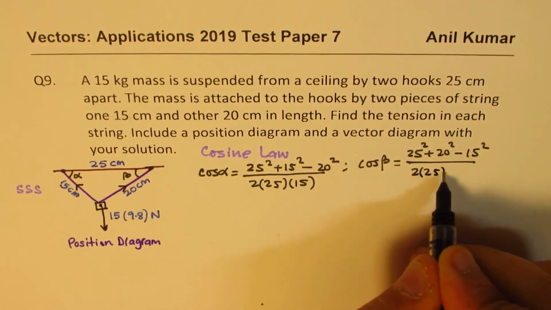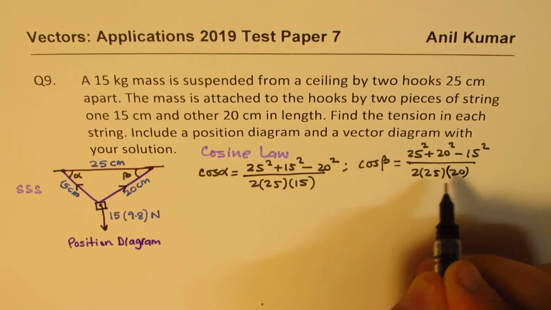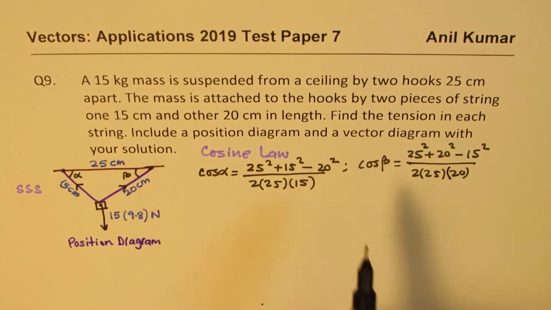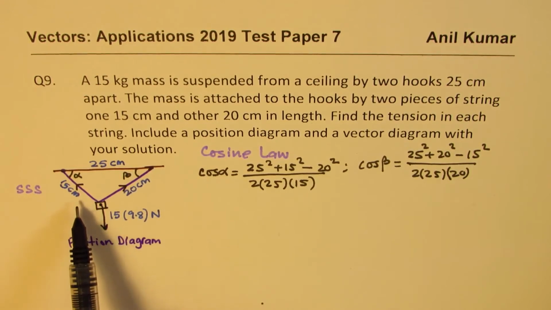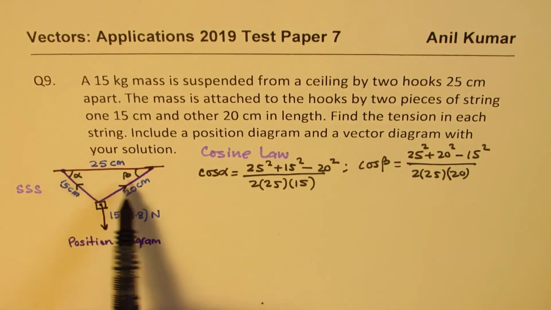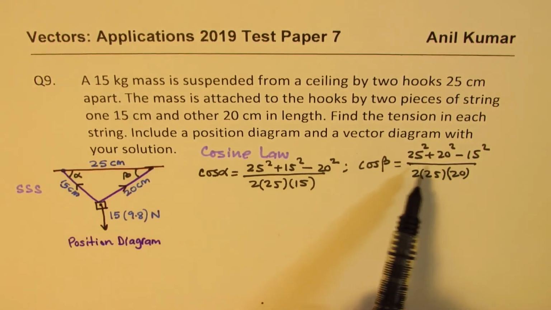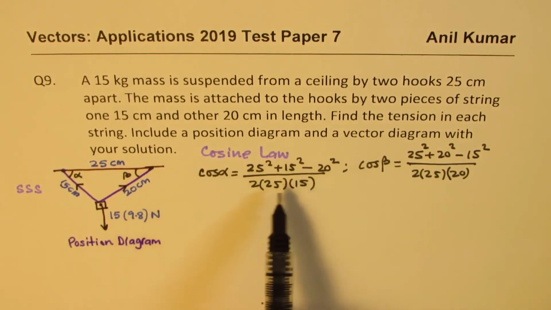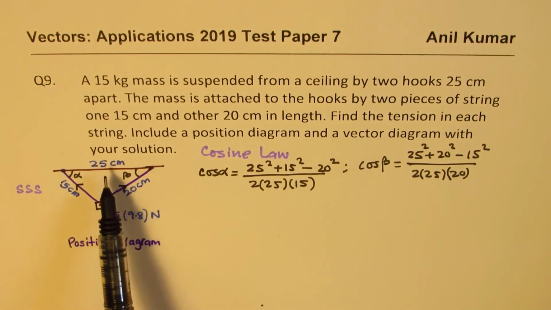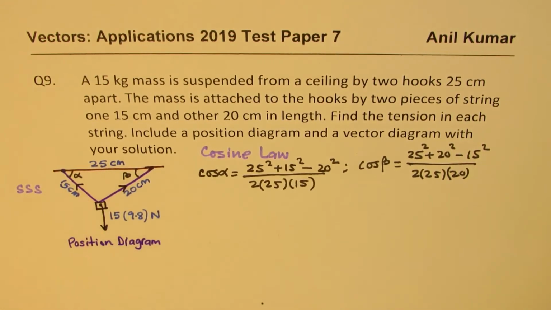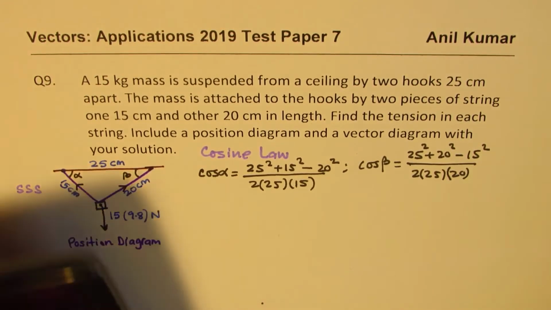times 25 times 20. Now, cosine law is used in two cases. One is when you have all the three sides given. The other one is when you have an included angle. So this formula is kind of used for the included angle. We'll inverse it and later find out the angle. So that helps you, right? So now let's just calculate.